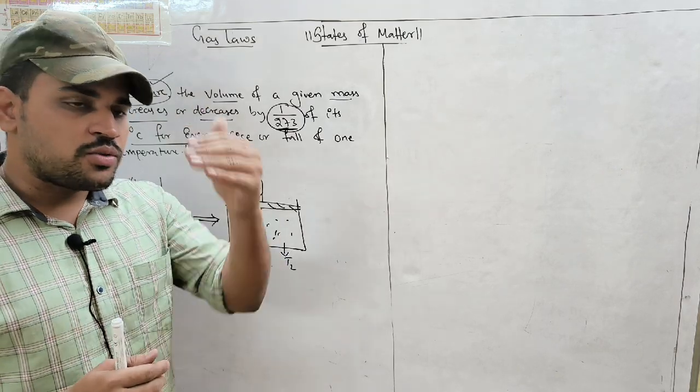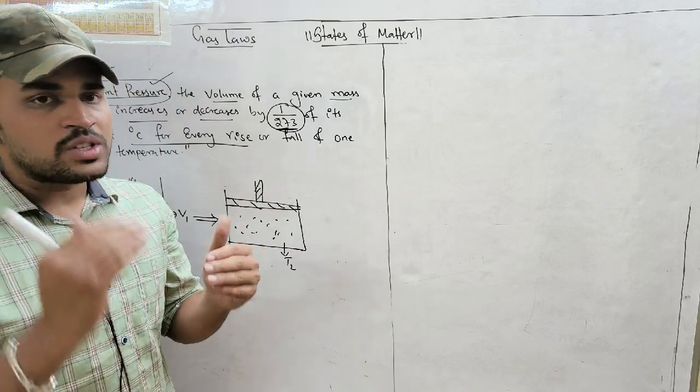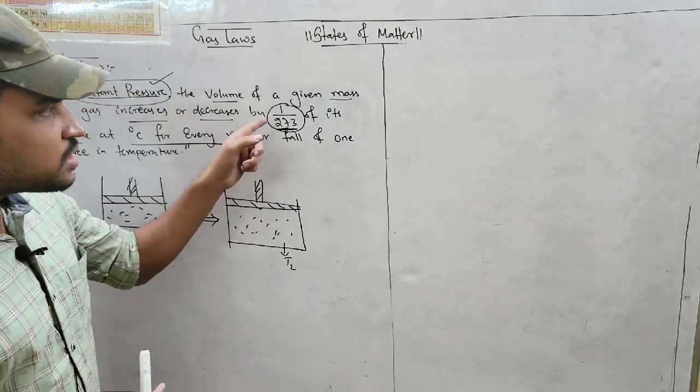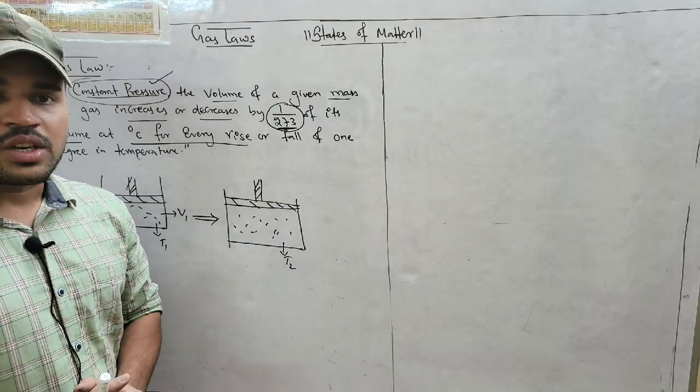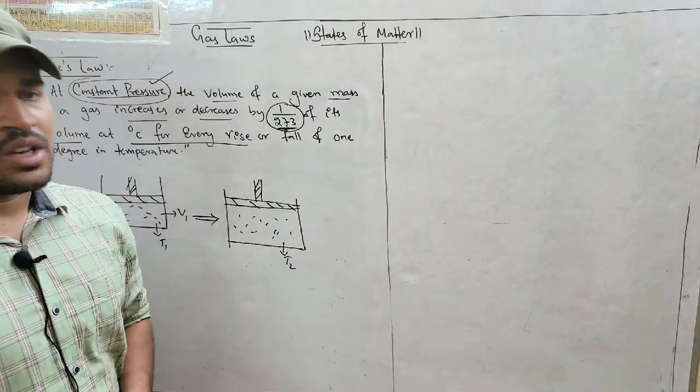If you decrease the temperature, definitely the volume also decreases. But by how much? By 1 by 273 times of its initial volume. It is going to decrease. Let's see with an example here.